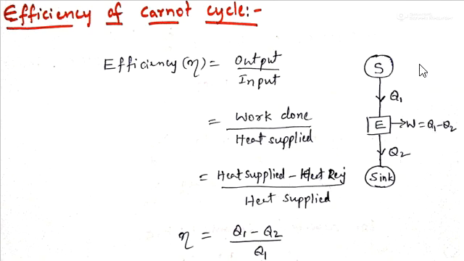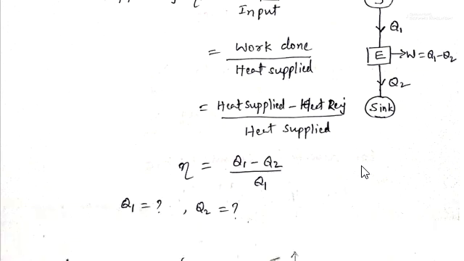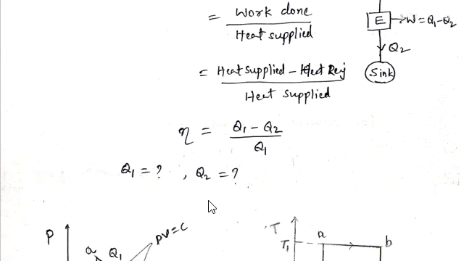If you observe this diagram, suppose the engine is working on a Carnot cycle. From a source at high temperature, we are supplying the heat Q1, and this engine is rejecting heat Q2 to the sink at lower temperature. So the work done is nothing but Q1 minus Q2. You can write work done as heat supplied minus heat rejected, and heat supplied as it is, so efficiency is (Q1 minus Q2) by Q1. Let us find Q1 and Q2.